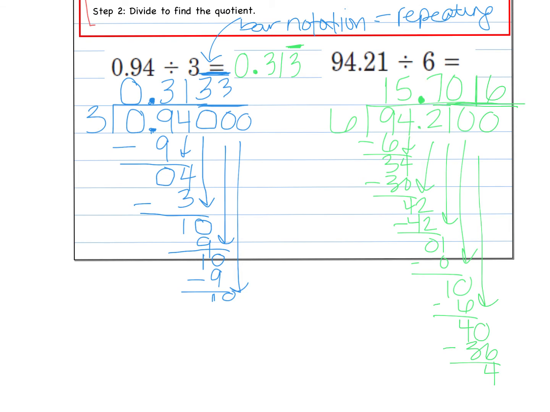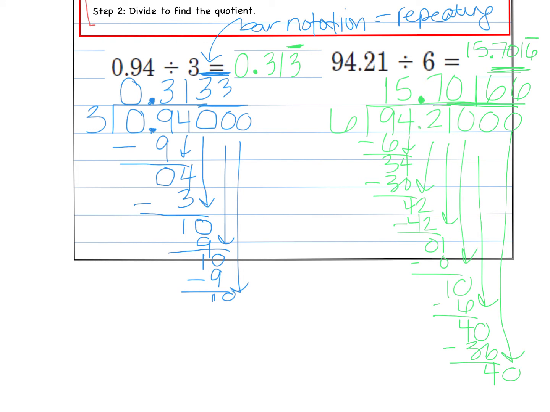40 minus 36 is 4, 0, bring it down, and now I can see it's repeating again, so it's going to be 6 goes into 46 times, and so forth. So my answer, this 6 is the repeating, so it's going to be 15.7016 repeating.